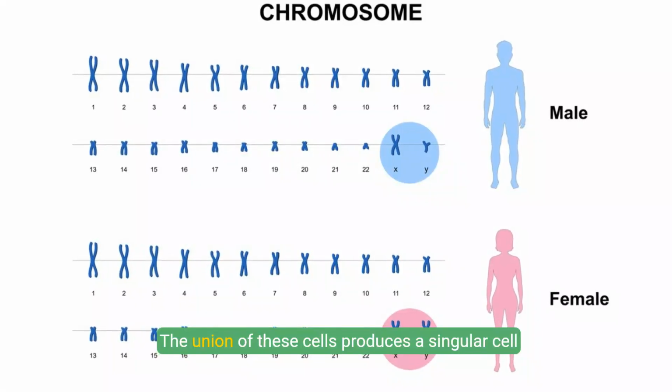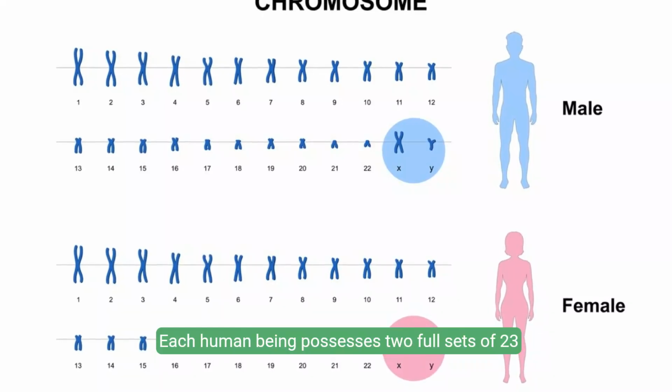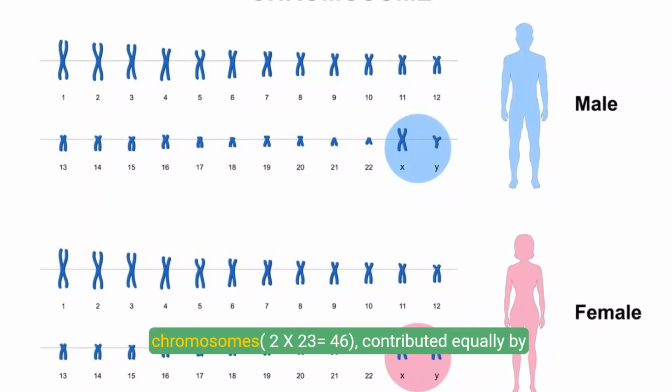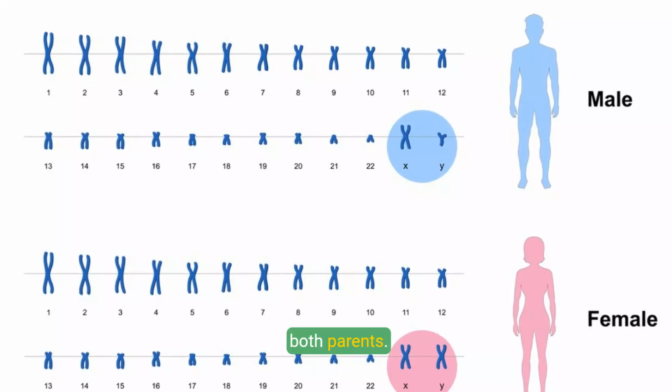The union of these cells produces a singular cell carrying two sets of chromosomes. Each human being possesses two full sets of 23 chromosomes, 2x23 equals 46, contributed equally by both parents.